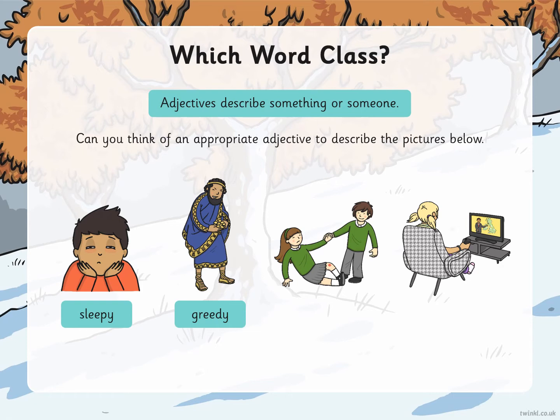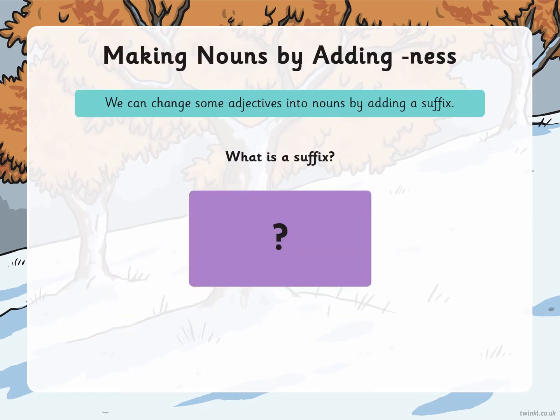Look at the next picture. How would you describe the boy in the picture? Shout your answers out now. So I would describe this boy as being helpful because he's helping up the girl on the floor who's hurt her knee. Look at the last picture. What adjective could you use to describe this person? I would say this person might be a bit lazy. It looks like she's spending a lot of time sitting on a chair watching television instead of getting up and getting outside. So we can change some adjectives into nouns by adding a suffix.